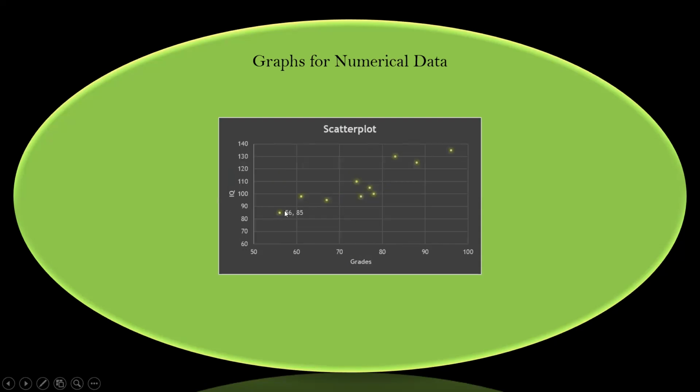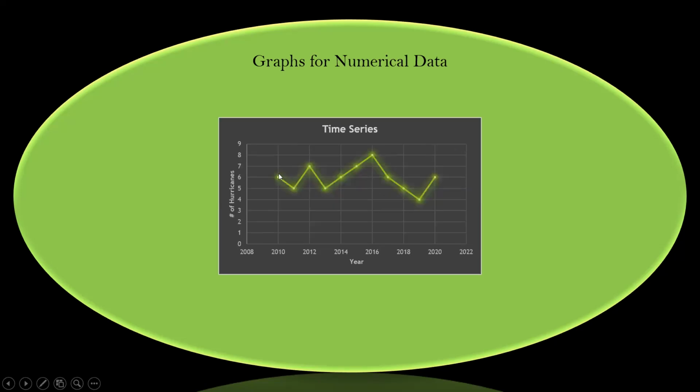And with a scatter plot, you don't connect the dots. You try to find one straight line that best fits your data. We call that the line of best fit. But with a time series, you actually connect the points.